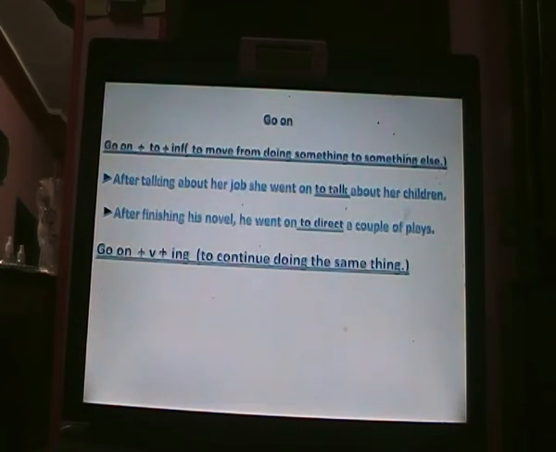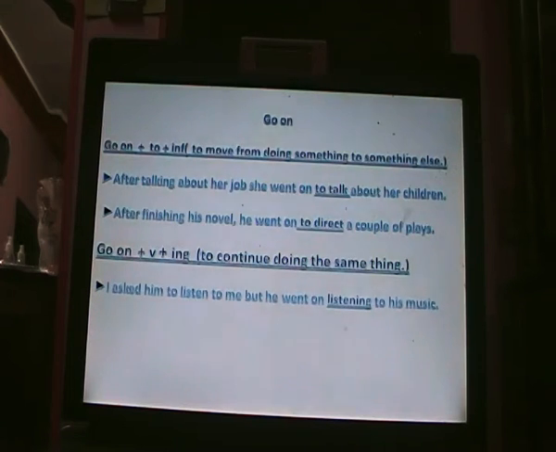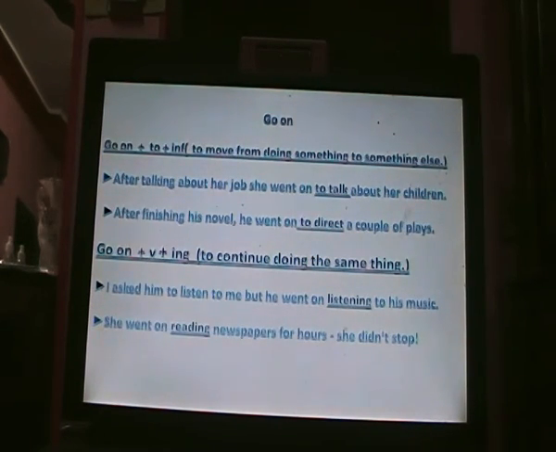Go on plus gerund, verb plus ing, to continue doing the same action. يعني going on to في two actions, لكن going on gerund one action. Continue doing one action. حدث واحد. مع go on gerund. I asked him to listen to me, but he went on listening to his music. استمر الاستماع إلى الموسيقى. كان بيسمع موسيقى لكن استمر في السماع إلى الموسيقى. She went on reading the newspaper for hours. She didn't stop. يبقى استمرت في قراءة الصحيفة.